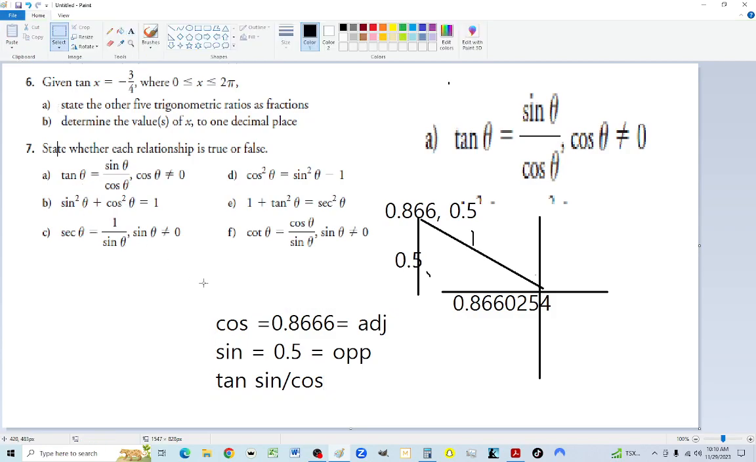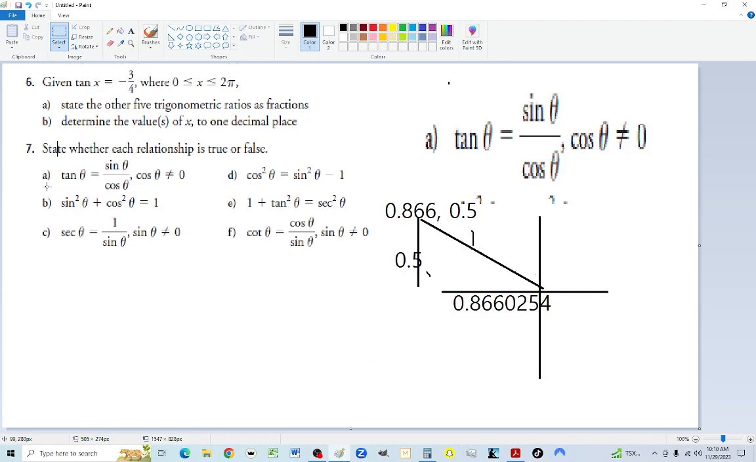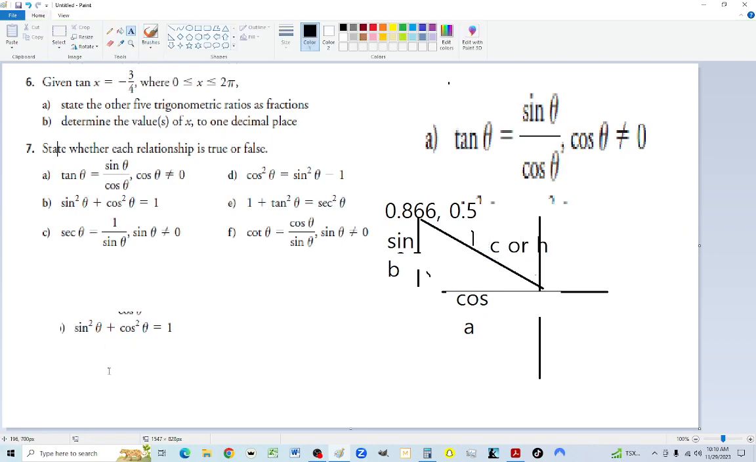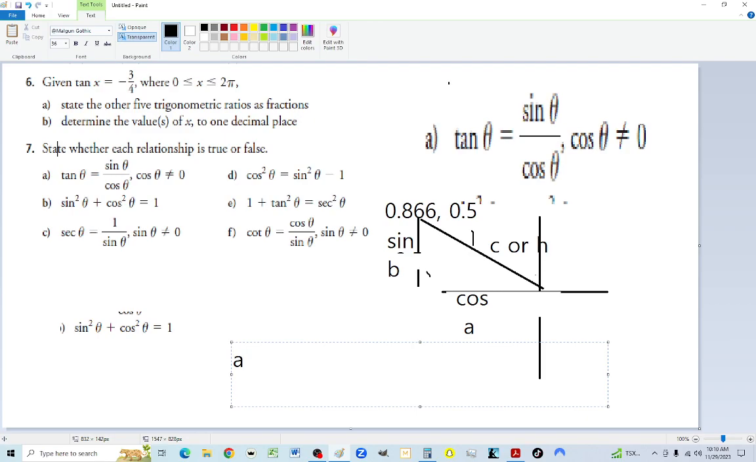What about this one? This one's a very basic one as well. Since we've already established that this over here is the same as cosine, and this over here is the same as sine, we also know from SOHCAHTOA that this is also known as A, and this is known as B over here, and this is known as C or H over here. And we know from Pythagoras' theorem that A squared plus B squared is equal to C squared.